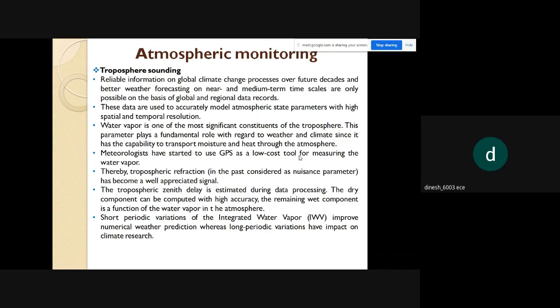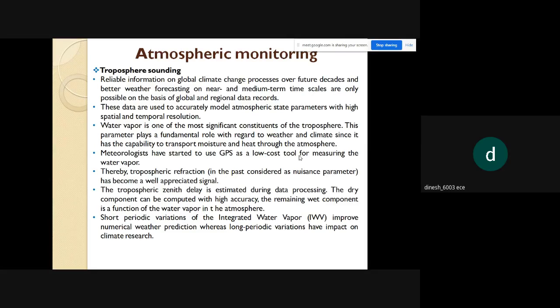Due to a network issue, I'll restart again from the tropospheric sounding. So the reliable information on global climate change processes over future decades and better weather forecasting on near-term and medium-term timescales requires global and regional data records. These regional and global data records are used to accurately model atmospheric state parameters with high spatial and temporal resolutions.